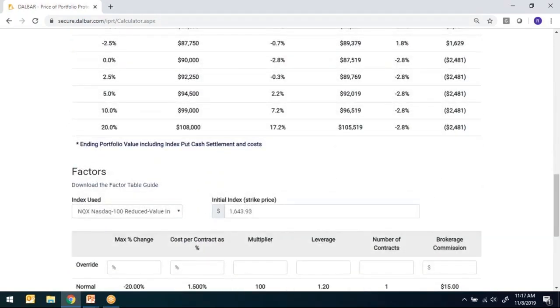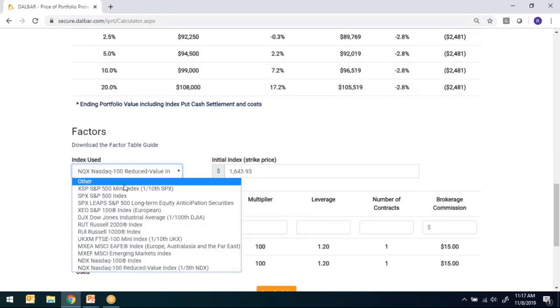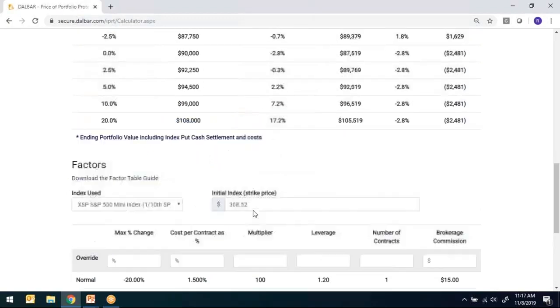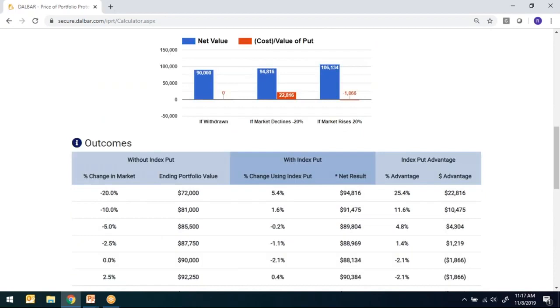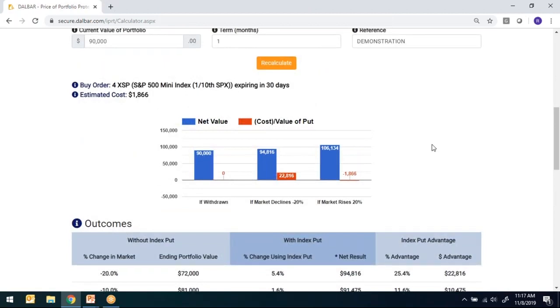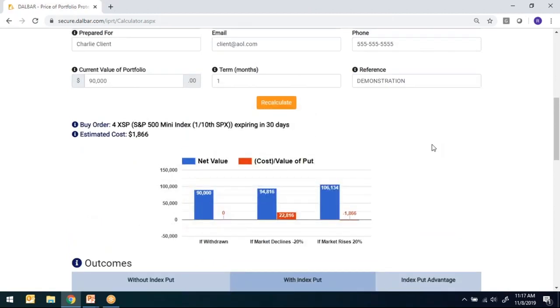Another scenario I'd like to demonstrate is one in which perhaps the investor does not need quite as much protection. They're willing to sacrifice less downside protection for a smaller premium. So we're going to revert back to the S&P 500 and our premium of $1,866. And there's a few ways that we could decrease the amount of protection.